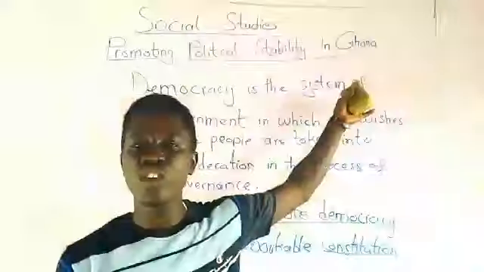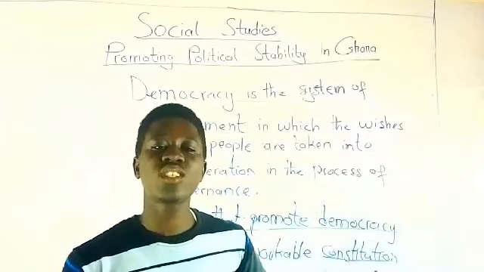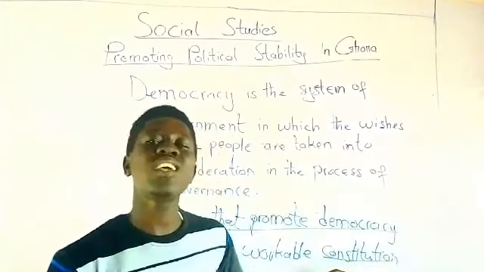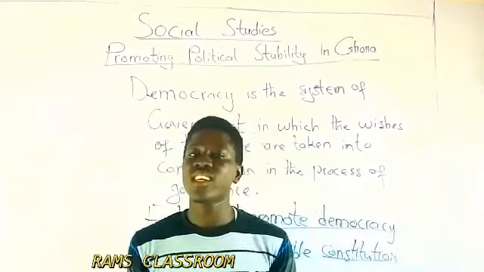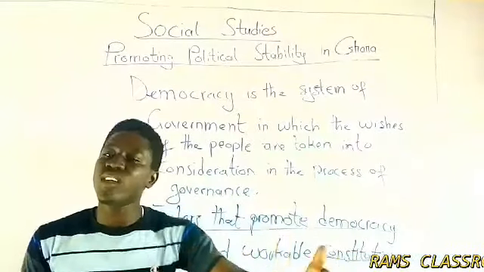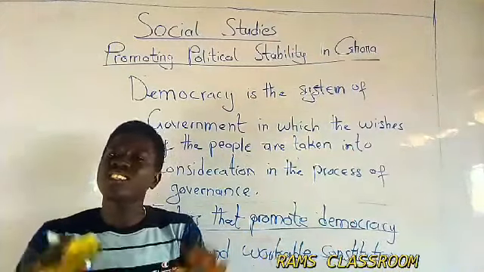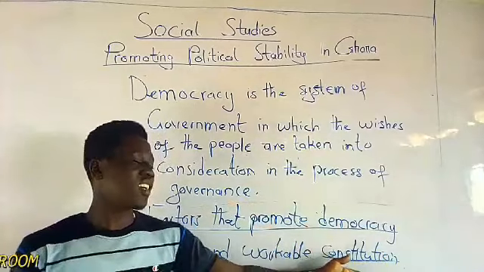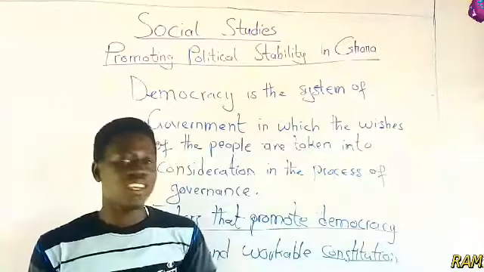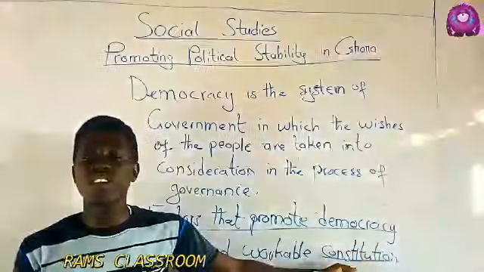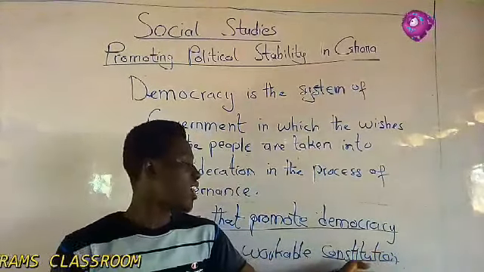As we have known from our previous lesson, a constitution is a set of rules and regulations for governing a country. Good. So in order to promote democracy, there should be a workable constitution. The constitution spells out the powers and functions of each agency and organization. When you take the government, for instance, we have the three arms of government and they all have their powers and functions defined in the constitution. The executive's powers are defined in the 1992 constitution, to be precise, Article 57. The legislature, Article 93, and the judiciary, Article 125. Aside from that, the constitution also safeguards our fundamental human rights and freedom.